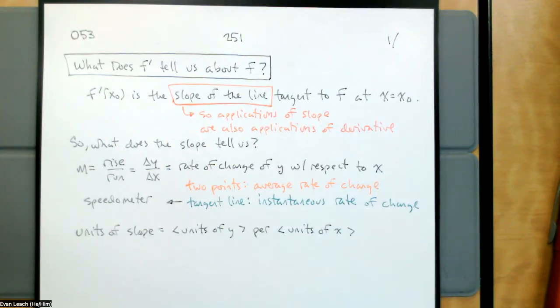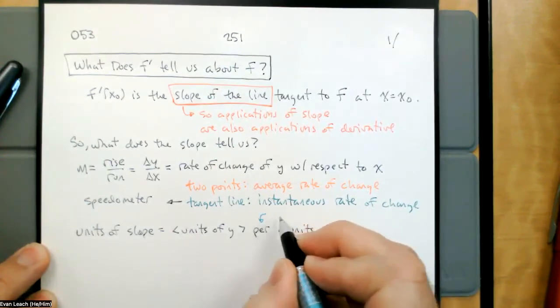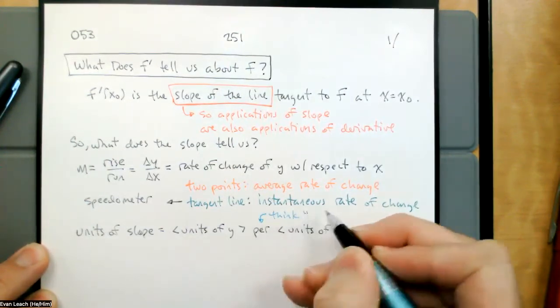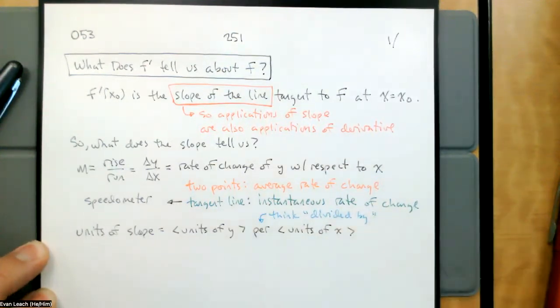Percent means divide by 100 or per 100. So to figure out the percent, you just divide by 100. So think of per as divided by. This makes it easy to remember, because that's how we build the slope. We take y per x. That's all the slope is telling us, how much change in y per unit of x.